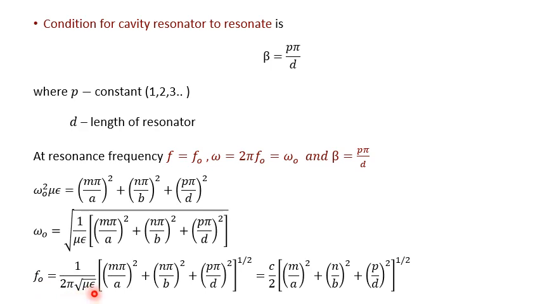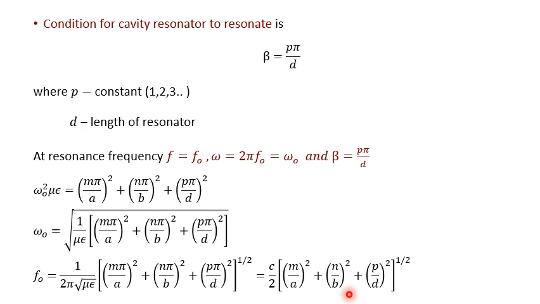Now you can write the expression for f naught in terms of the speed of light, because we know that c, the speed of light, is equal to 1 by root mu epsilon. So you can get an expression for the resonant frequency f naught as c by 2 into m by a the whole square plus n by b the whole square plus p by d the whole square, the whole raised to half. Here m, n and p represent the half cycle variations of the field in the X, Y and Z directions. A, B and D represent the dimensions of the rectangular cavity resonator.